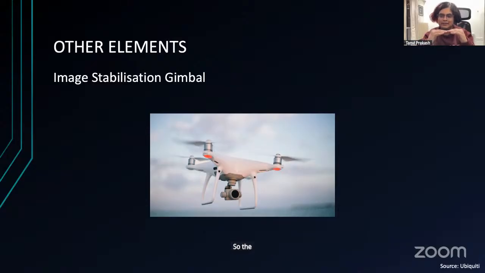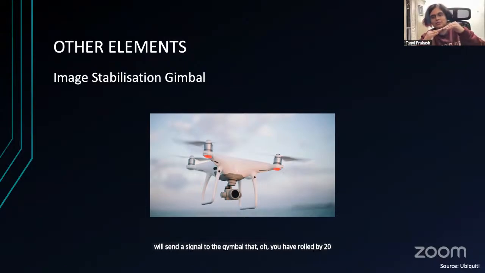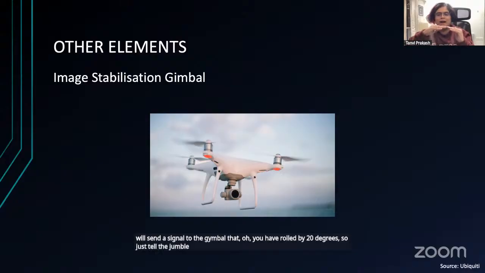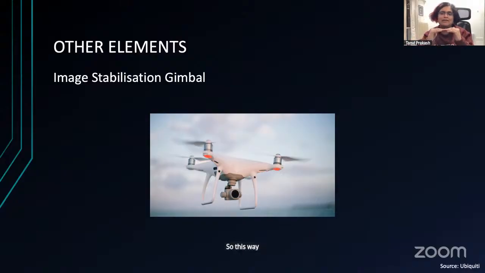So the image processor will send a signal to the gimbal that, oh, you have rolled by 20 degrees, so just tell the gimbal to roll back by 20 degrees. So this way it will maintain horizontality at all times. So this is an image processing feedback loop which is inbuilt into the gimbal.